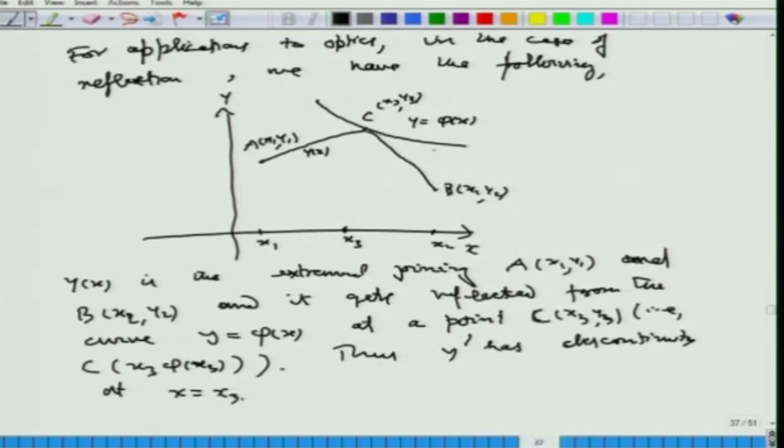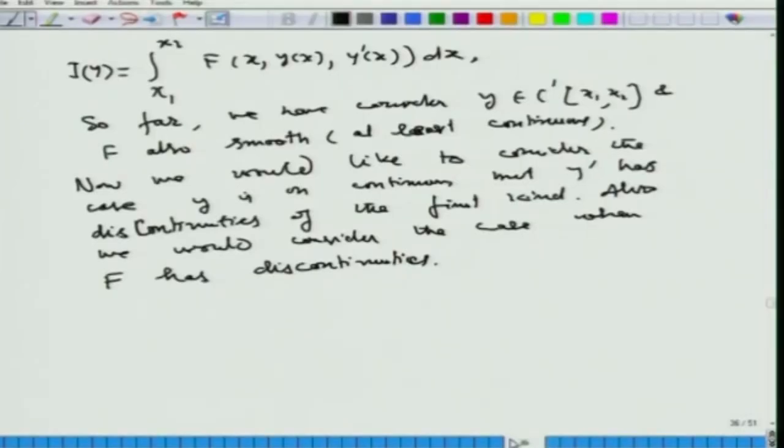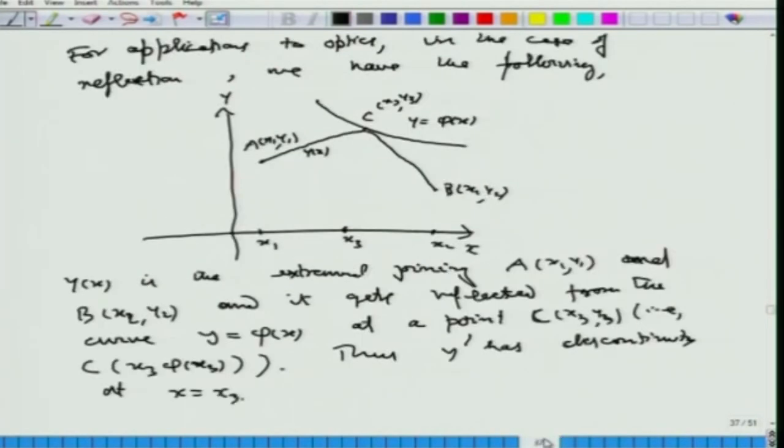So, C is moving here. This ray goes somewhere here, gets reflected, and joins this. Like that, this C can move on this curve. And we need to see, for this extremal y, what optimizes our functional given by this. So, that is what is to be considered here.